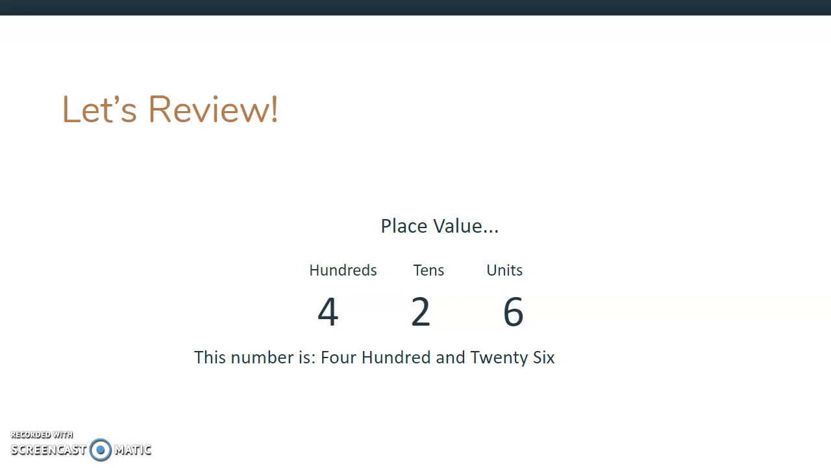So we start with the 4 in the hundreds place, 420, and then 6 is all the way to the right. And that is how we read and also how we write. So if I were to say to you, write the number 426, you would start with the largest place value and write that number first.